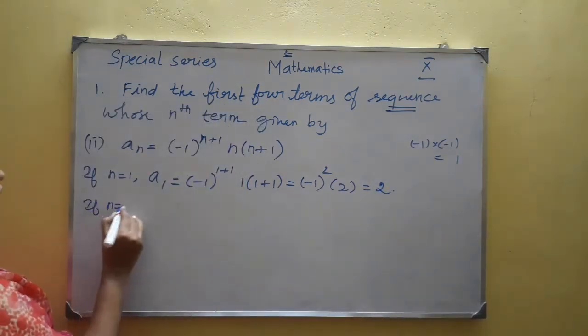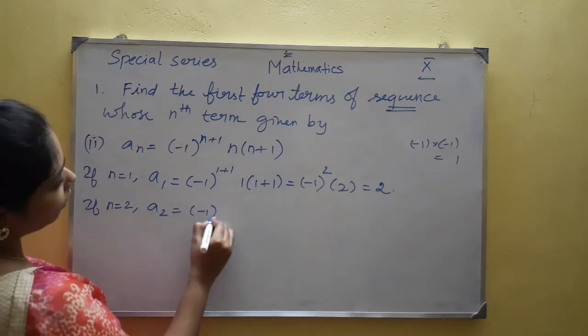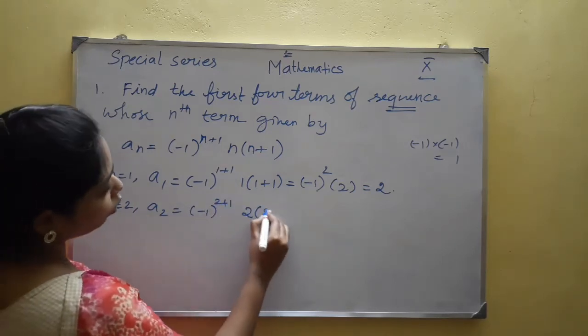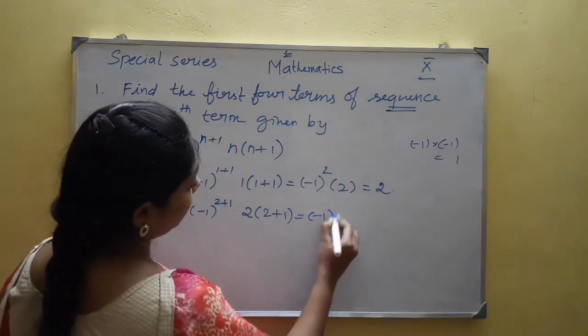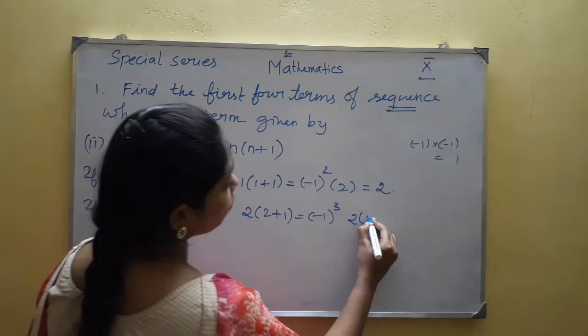If n is equal to 2, A2 is minus 1 power 2 plus 1, over 2 into 2 plus 1. In the place of n substitute the value 2, that's all. Minus 1 power 3, and 2 into 2 plus 1 is 3.